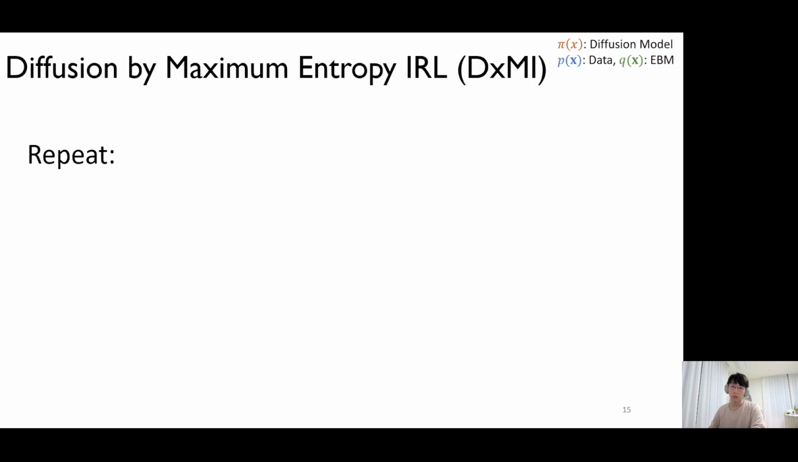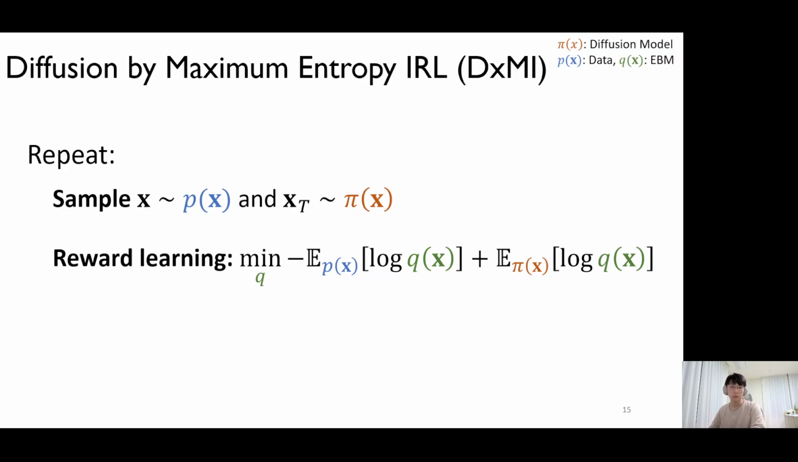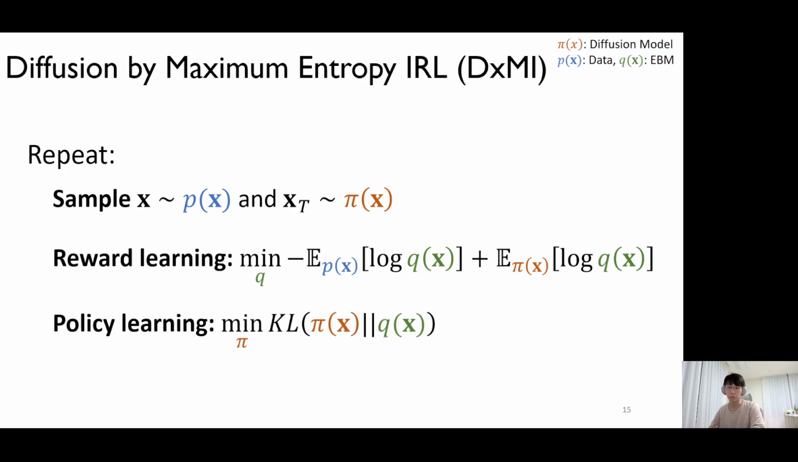In practice, the minimax problem can be solved by alternating gradient descent and ascent. So for each mini batch of training data and generated data, we update the energy-based model, and then we update the diffusion model. We repeat this process until convergence.